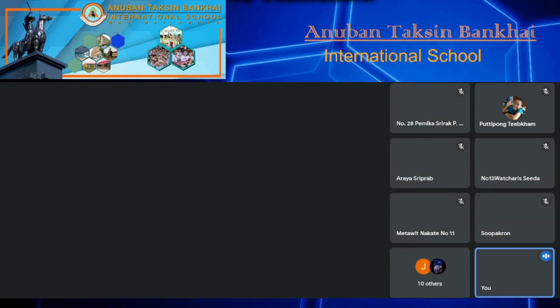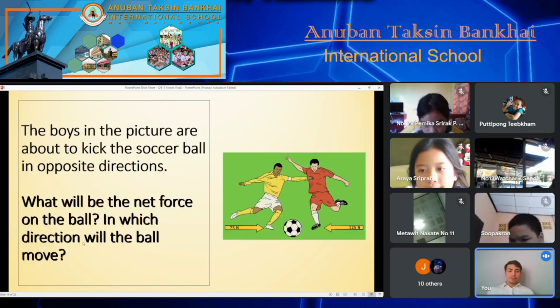The boys in the picture are about to kick the soccer ball in opposite directions. The boy with the yellow shirt is kicking the ball to the right, and the boy in the red shirt is kicking the ball to the left, 125 Newton. The question is, what will be the net force on the ball? In which direction will the ball move? So 2 questions. Net force, how much? And where will the ball go? To the left, to the right? Anybody who wants to answer?